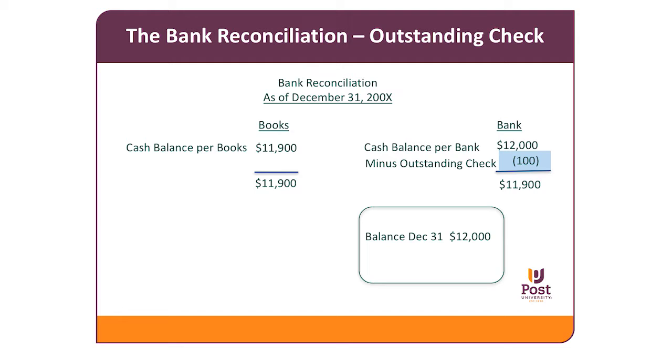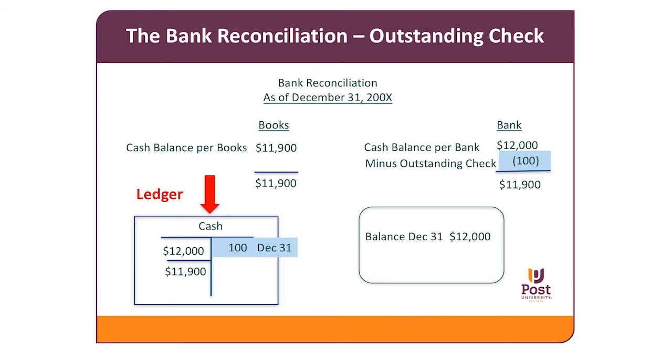It is considered outstanding. We show it on the bank reconciliation as a reduction of the bank balance because it will reduce it once it clears the bank in January. As you can see, the bank account is reconciled. $11,900 equals $11,900.